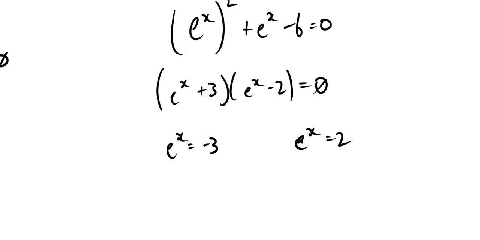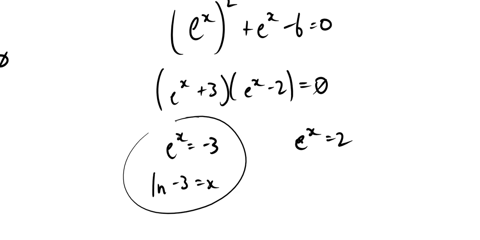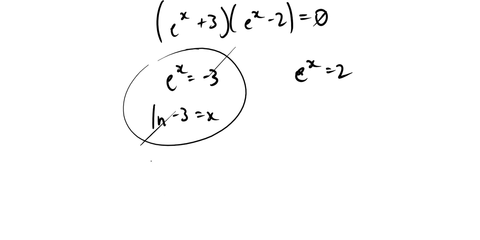If e to the x is negative 3, what does that tell us? No solution. That's like ln of negative 3 is x, and there's no solution there. And this one's x equals ln 2. Any questions? That's it. Last example.